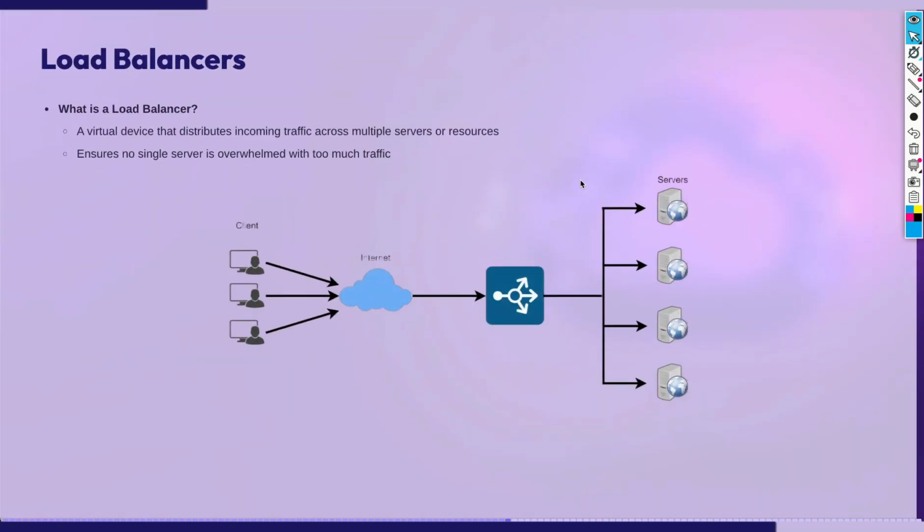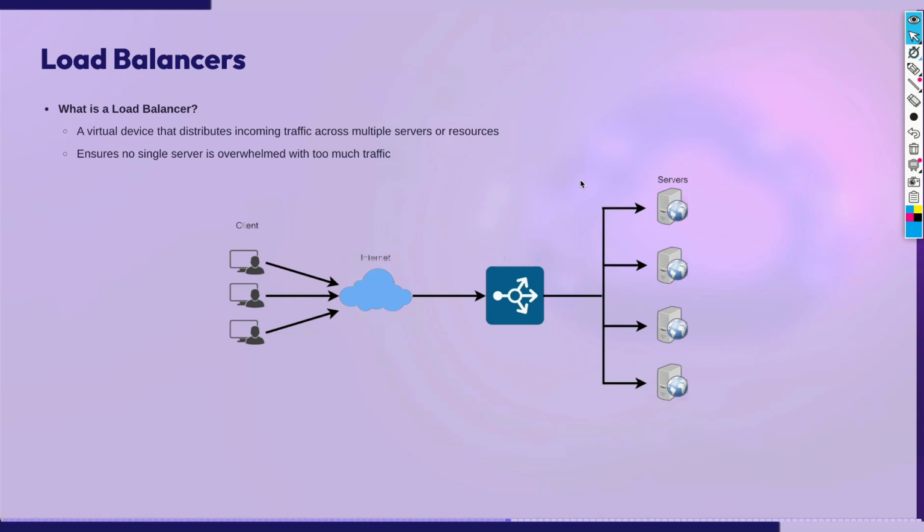So load balancers distribute incoming network traffic across multiple servers so that no one single server becomes overwhelmed. And this distribution enhances your reliability and your performance of your cloud applications by balancing the load effectively.